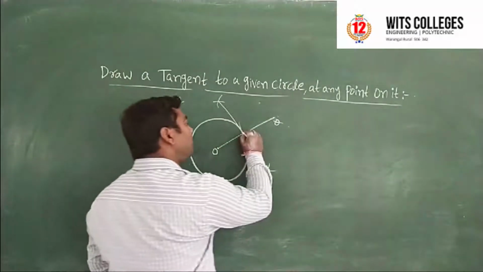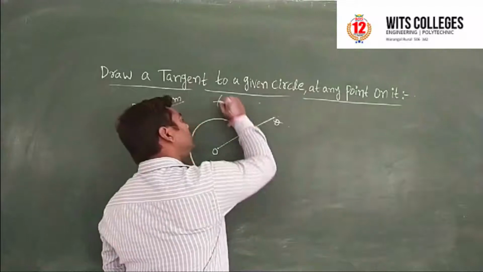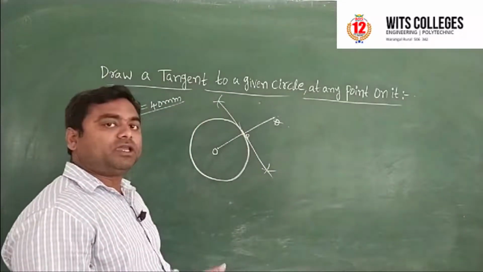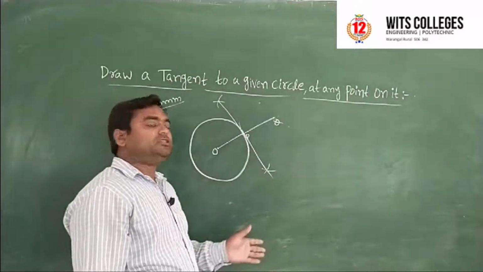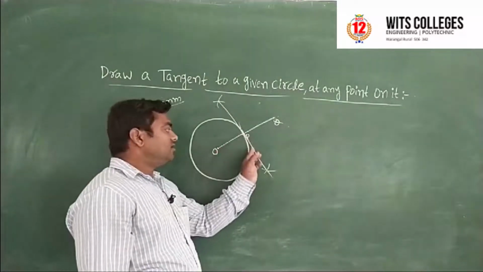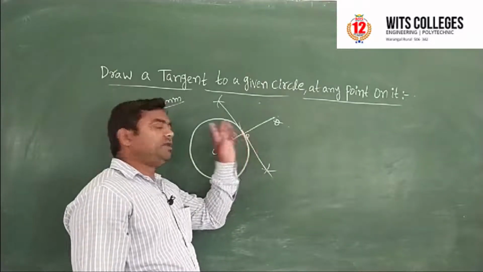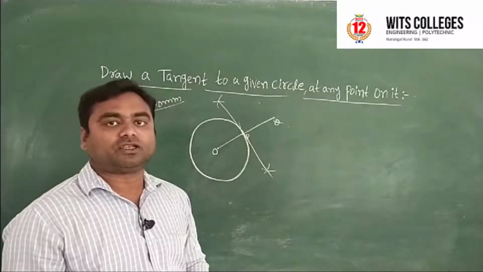It touches at only a single point. So the bisection line is going to become a tangent to the circle, passing through the point P. This is how we can draw it.